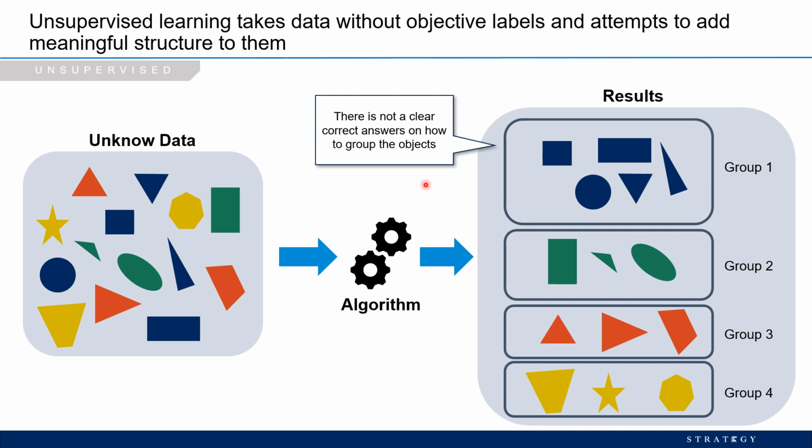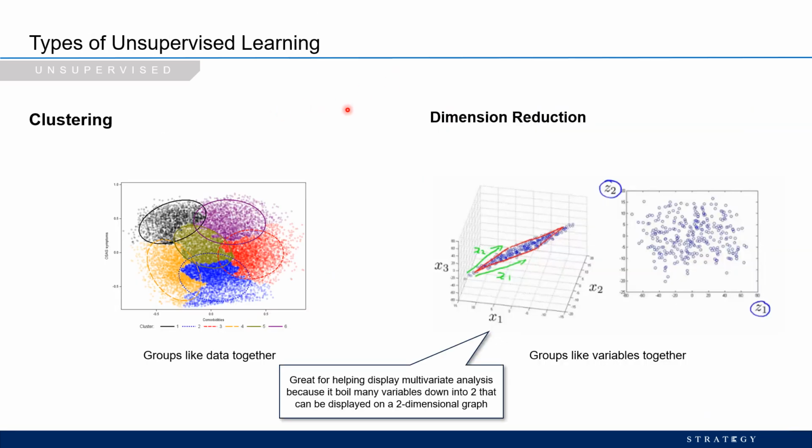The biggest key to know is the difference between unsupervised learning and supervised learning. In supervised learning, there is a definitive right answer. In unsupervised learning, there's not a definitive right answer. Okay, and here are the different types of unsupervised learning. We have clustering and then dimension reduction.